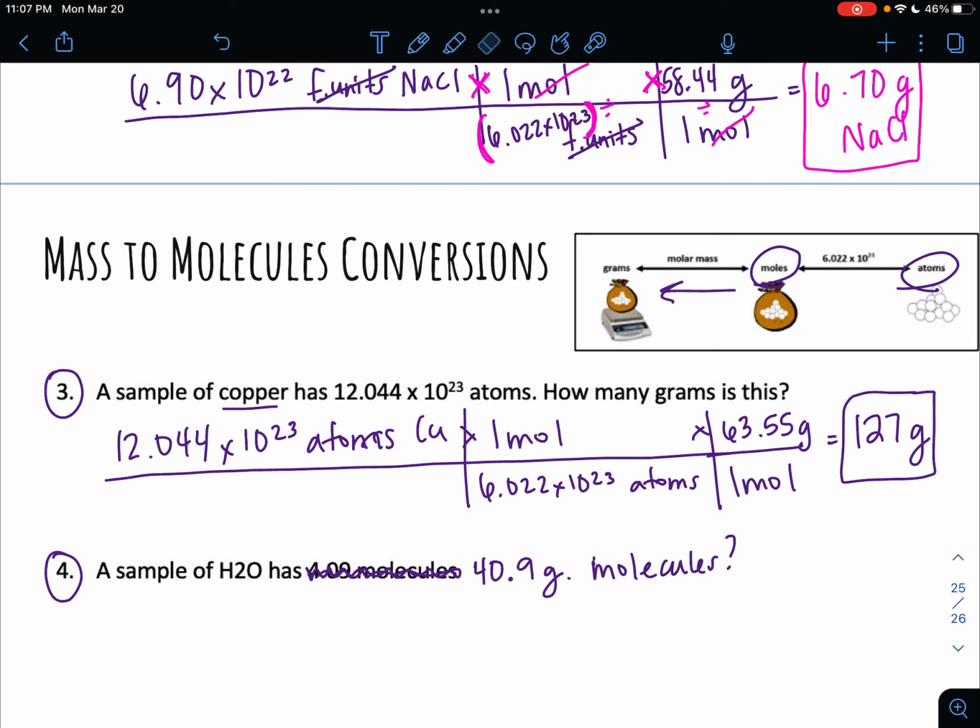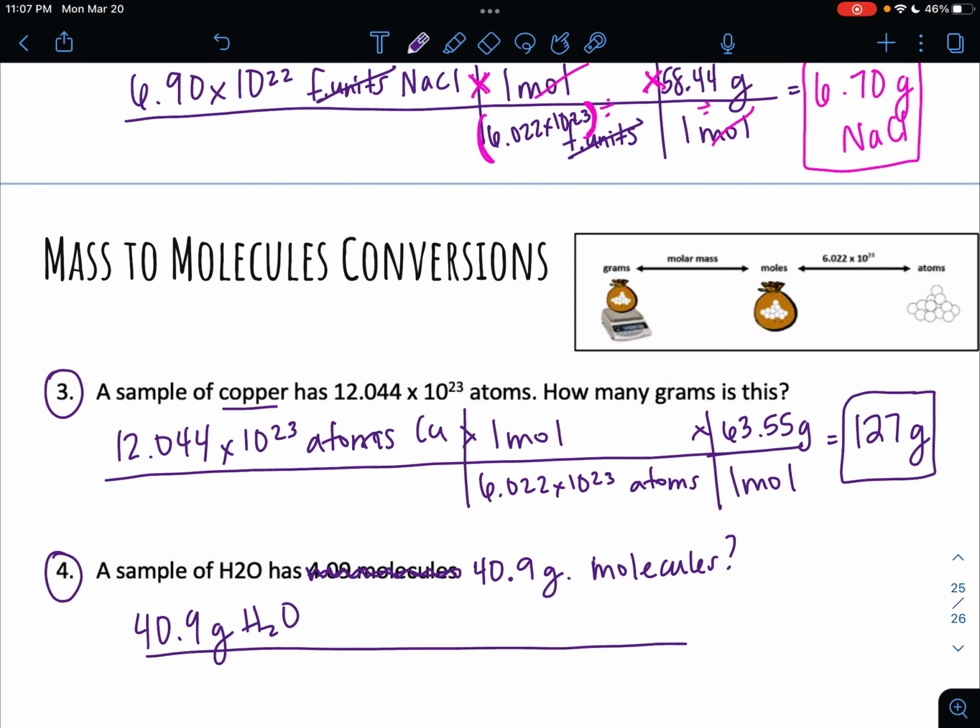Okay, so I want to look for molecules. This time we're just going to go the opposite way, right? So I'm going to start with what I have, grams of H2O. Okay, so this time I'm starting here with grams, and I want to get all the way to my things, so I have to go across. So I get to moles first.